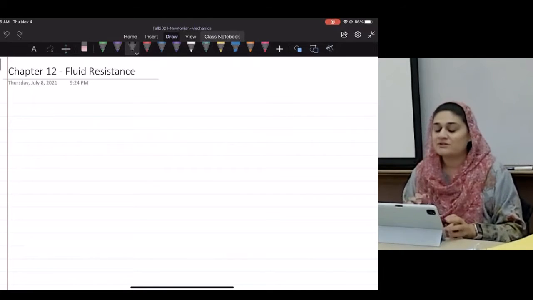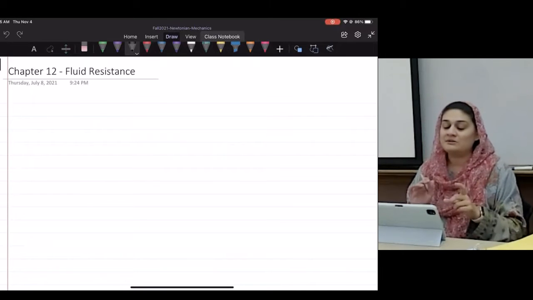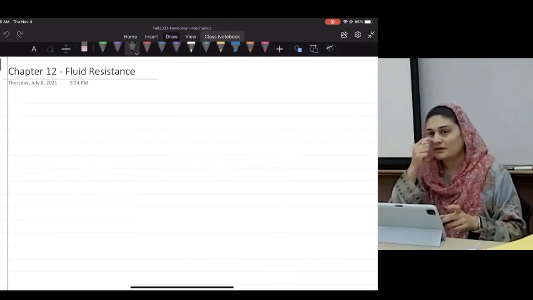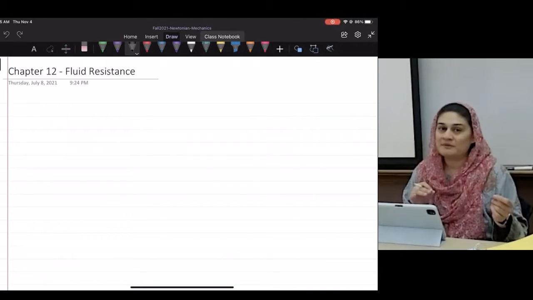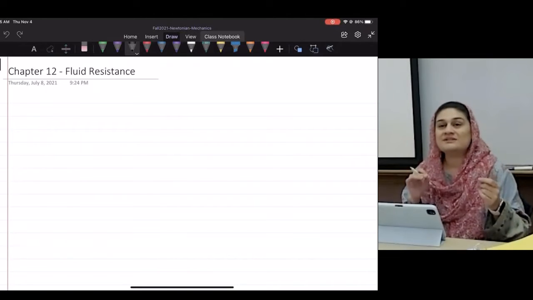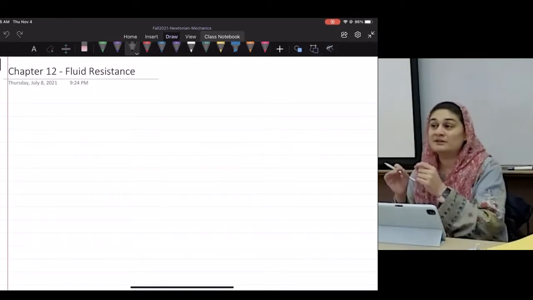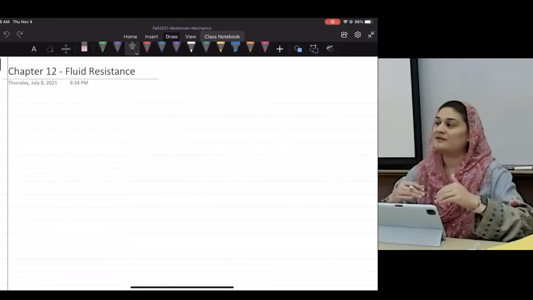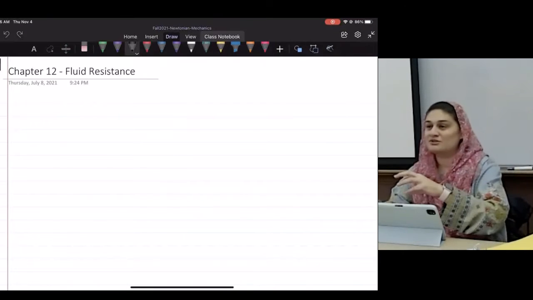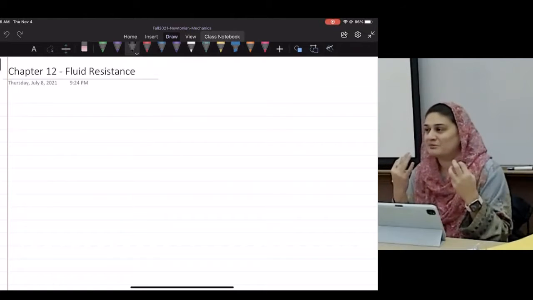Okay, so we are going to talk about fluid resistance. Why do I put this here instead of where normal textbooks put them? The reason I put them here is because I think the resistance is caused by fluids themselves, like gases and liquids. And so I think introducing fluids before introducing fluid resistance makes sense in my brain.